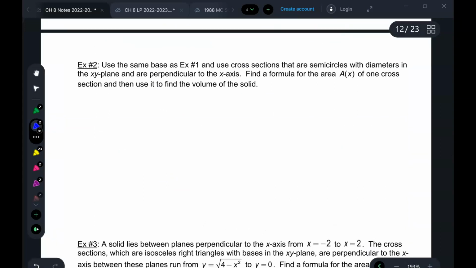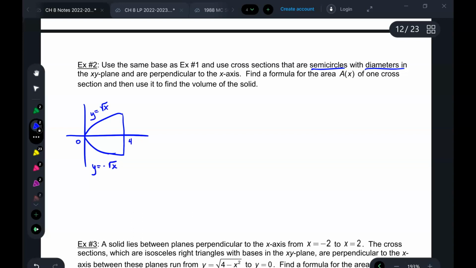Okay. All right, same base as example 1. So this time we want to go with semicircles with diameters in the xy plane. Okay, so what that means, so again, I'll just kind of draw the... oh, that's kind of messy, but it doesn't have to be perfect. All right, so here's our... still same thing, square root of x to square root of negative x.